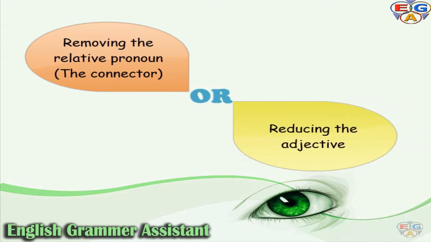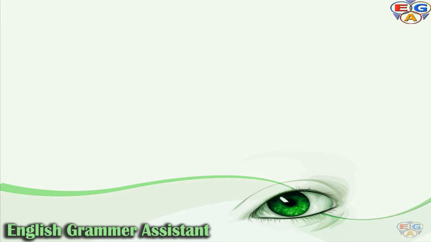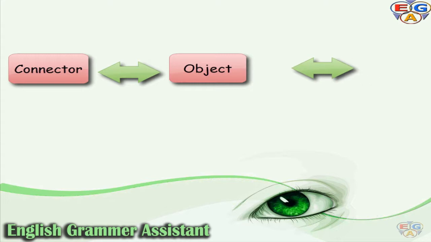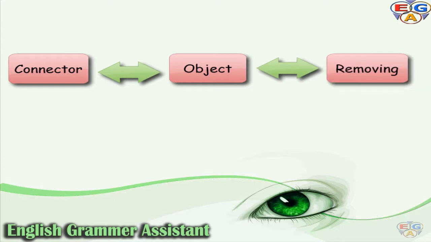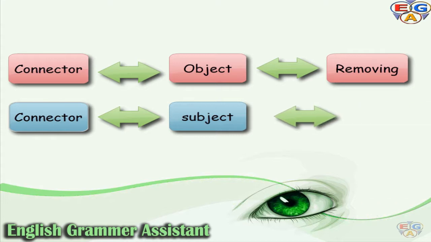English speakers tend to shorten the adjective clauses either by removing the relative pronoun, the connector, or by reducing the clause's words. The factor that determines which way of shortening to be used is whether the relative pronoun is the object or subject of the adjective clause. When the connector is the object of the adjective clause, then removing the connector is the way of shortening. When the connector is the subject of the adjective clause, then reducing the adjective clause is the way of shortening.